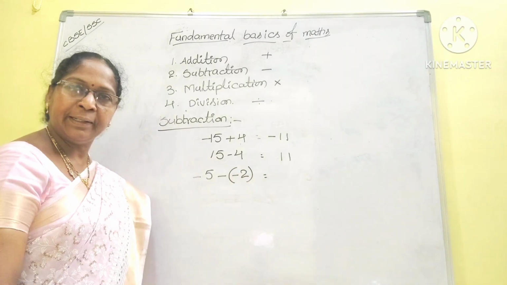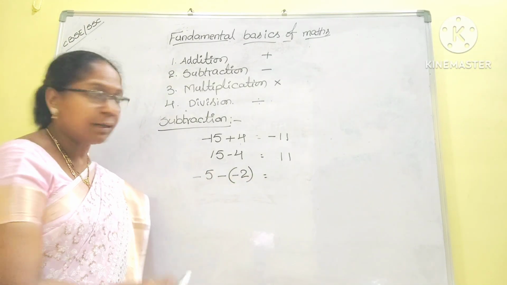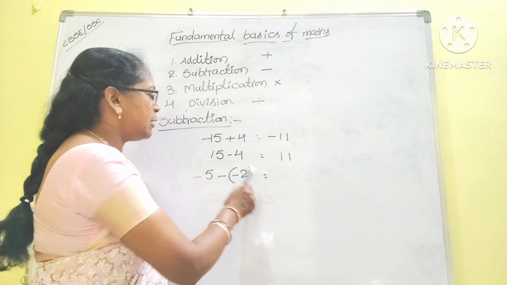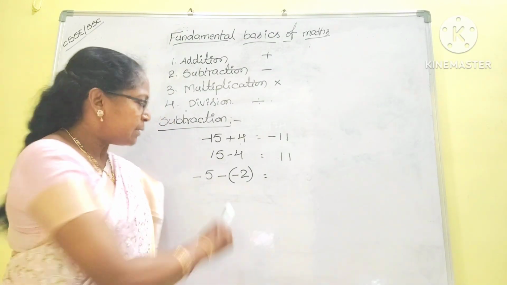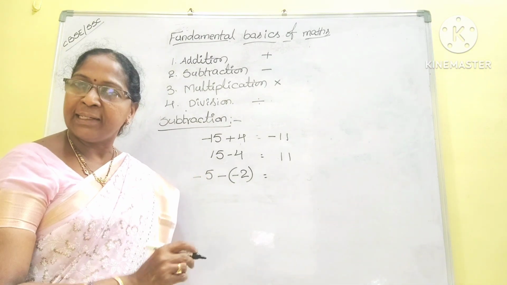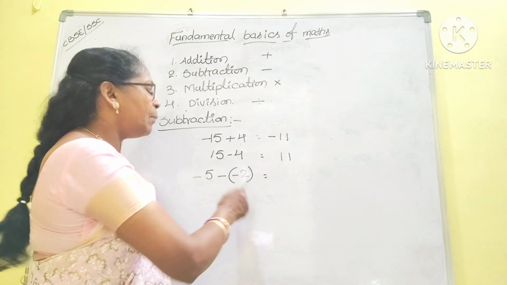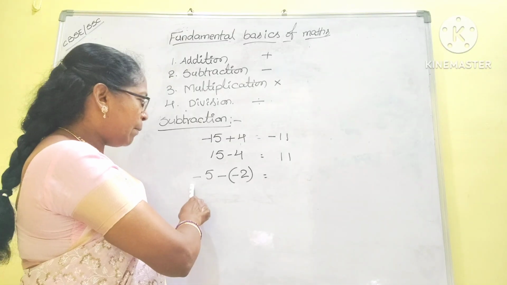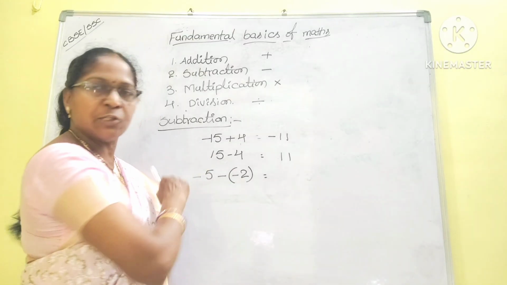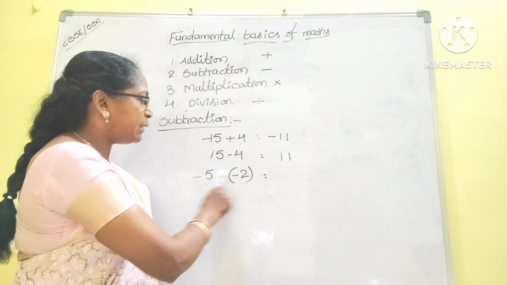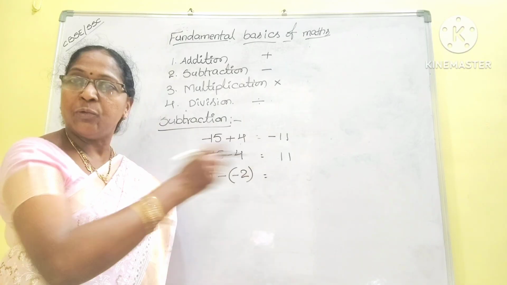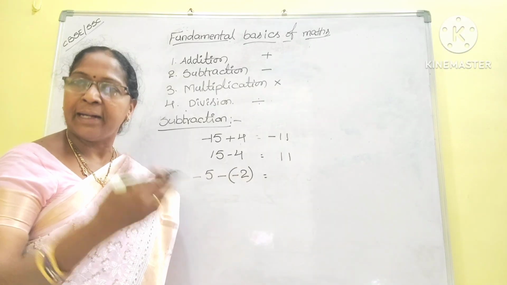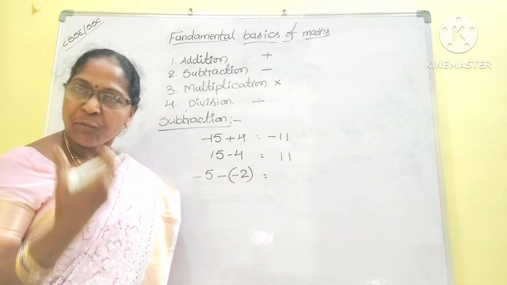One more example here. This is also subtraction. Minus 5 minus of minus 2. How to read this? Whenever a bracket is there, that number is read as "of". Of is nothing but multiplication. Minus 5 minus of minus 2. Whenever two symbols are there between two numbers, what you have to do? Simplify these two symbols and write that. That means removal of the bracket.